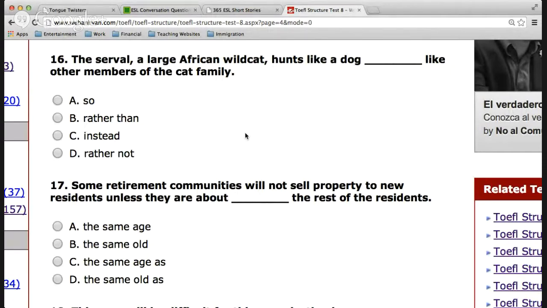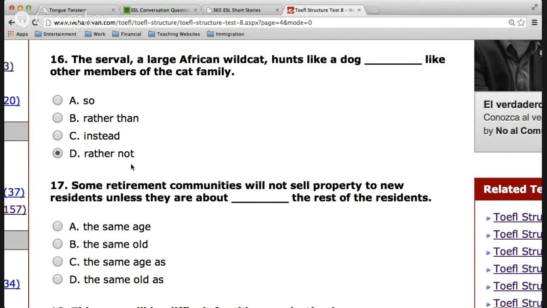I think option D. Okay, option D is in dog, right? Yes. Okay. So, the serval, a large African wildcat, hunts like a dog, rather not like other members of the cat family. Okay, how does that sound? I think B, rather than. Better B, rather than.